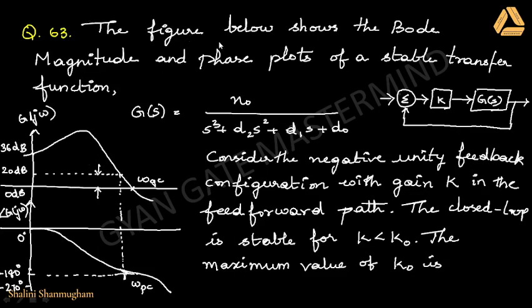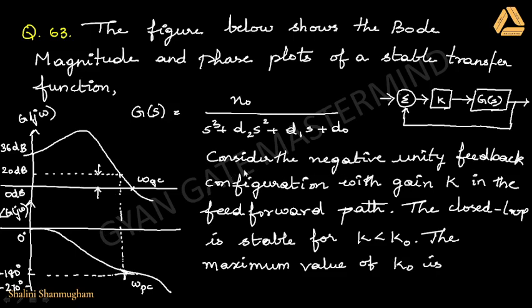63rd question. The figure below shows the Bode plot of the stable transfer function, which is given by G(s). They have given the block diagram and the magnitude and phase plot for the transfer function G(s).